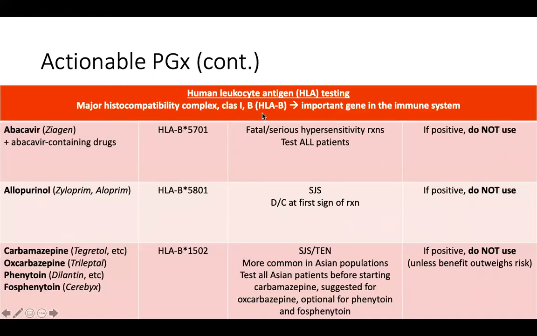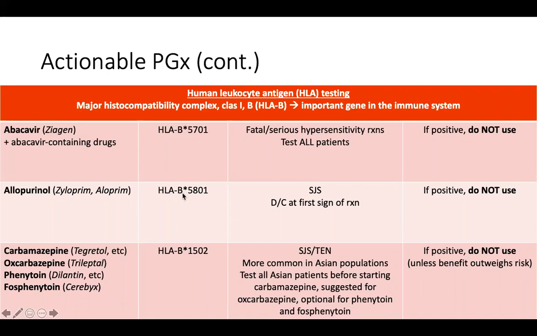So these are the drugs that we see the HLA testing in. So that's human leukocyte antigen testing. And so abacavir, this is where we see the HLA-B 5701. I think that was drilled into our heads in pharmacogenomics class. And so it can cause a fatal or serious hypersensitivity reaction, and that's why it's really important to test for that one. And we have to test all patients who are taking that. And if someone is positive, we cannot use it. Do not use.